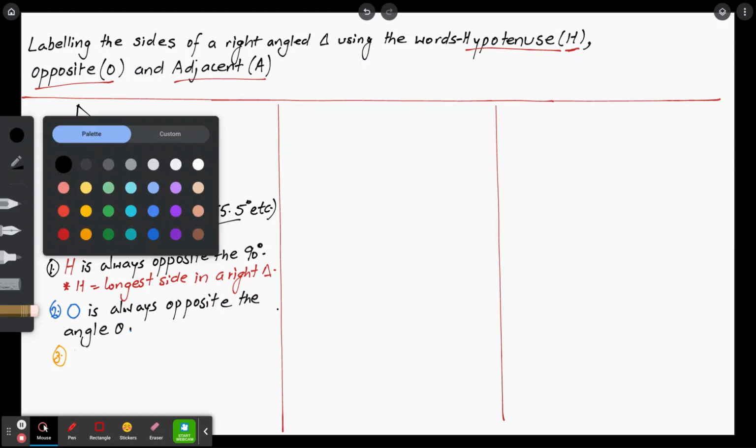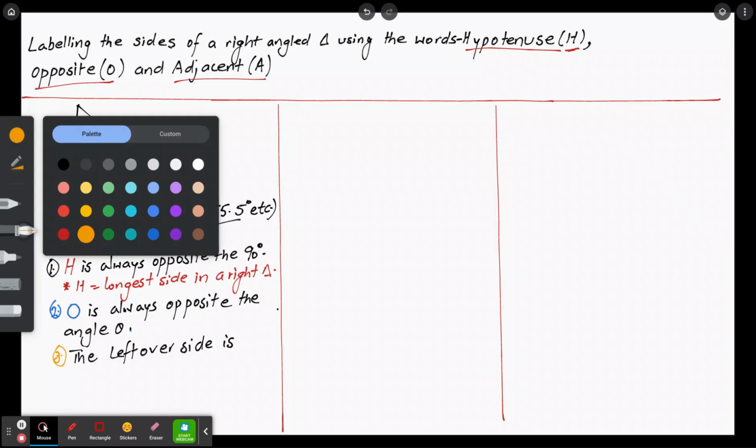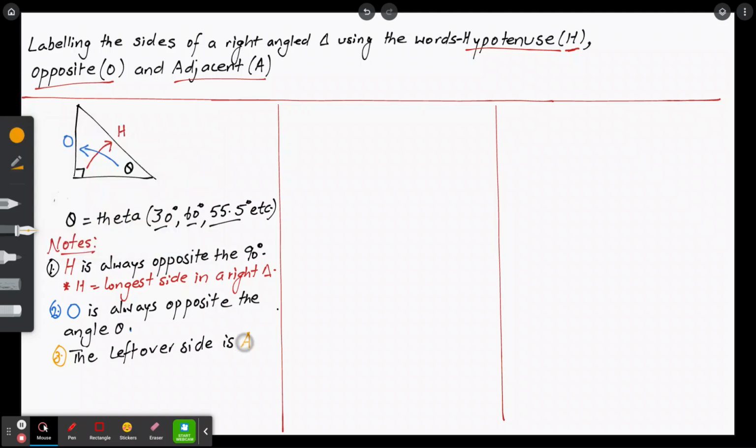Okay, so the leftover side is your A. That means this side here in that triangle is my adjacent. All right.